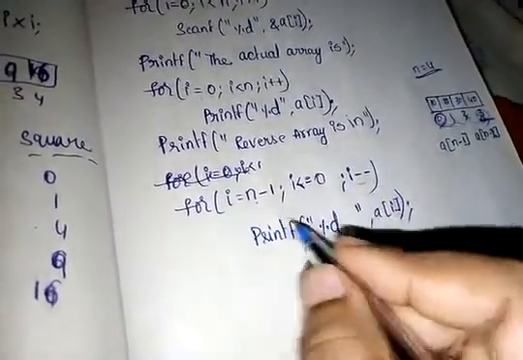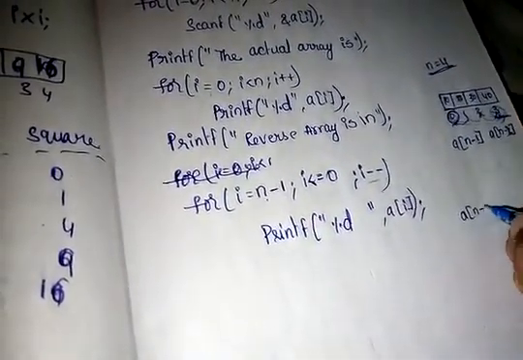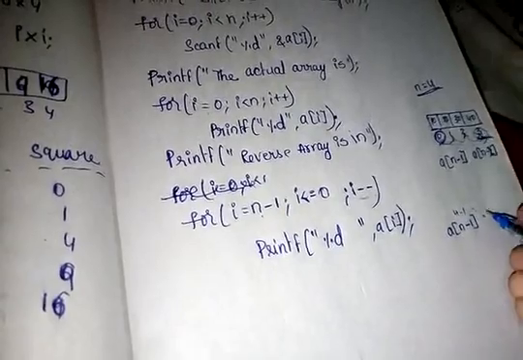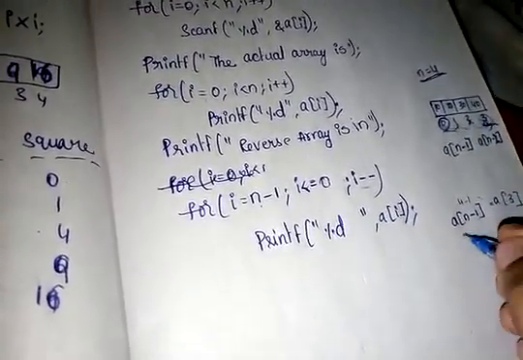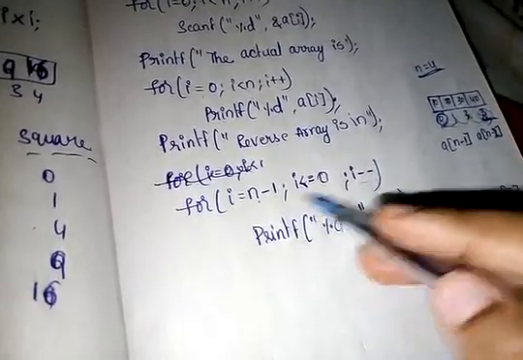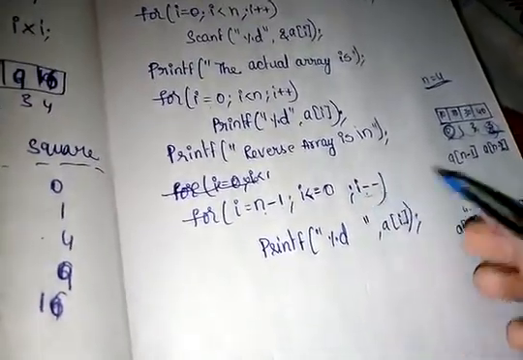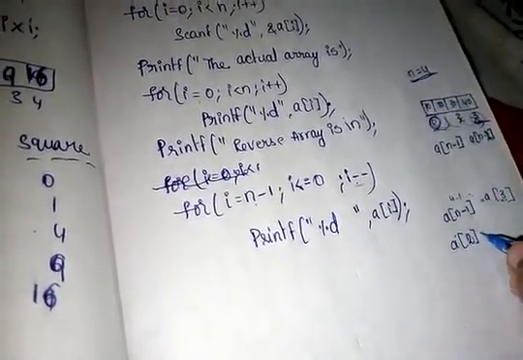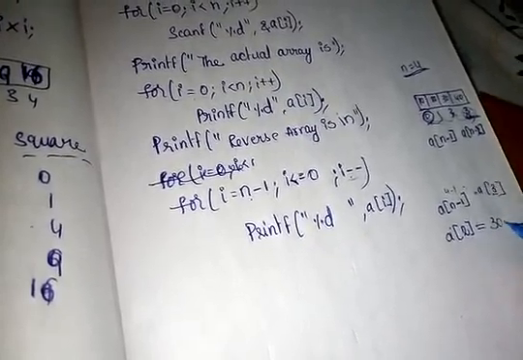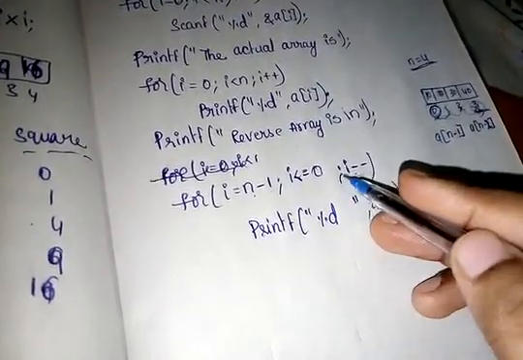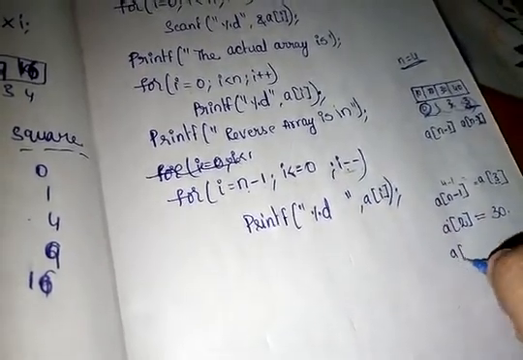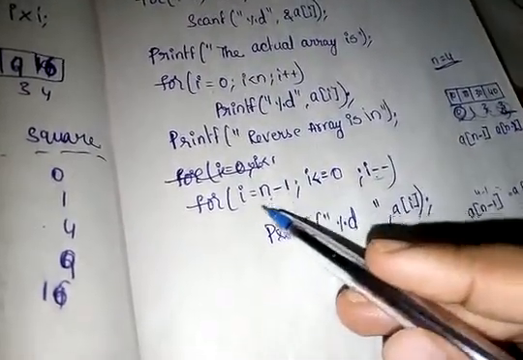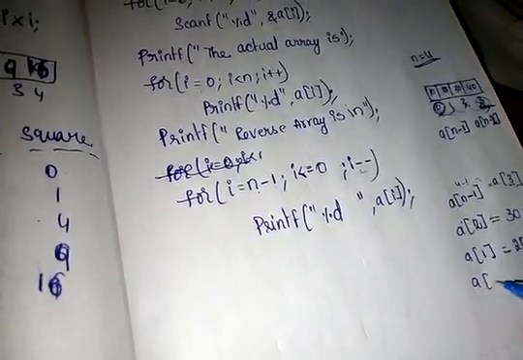So in the first iteration you will print a of n minus 1, that is n is 4, 4 minus 1 is 3. So first iteration you will print a of 3. In the second iteration, i value is 3, then you are doing i minus minus, so 3 minus 1 is 2. So a of 2, you will print 30. Then in the third iteration i minus minus, so 2 minus 1, it is a of 1, which is 20.